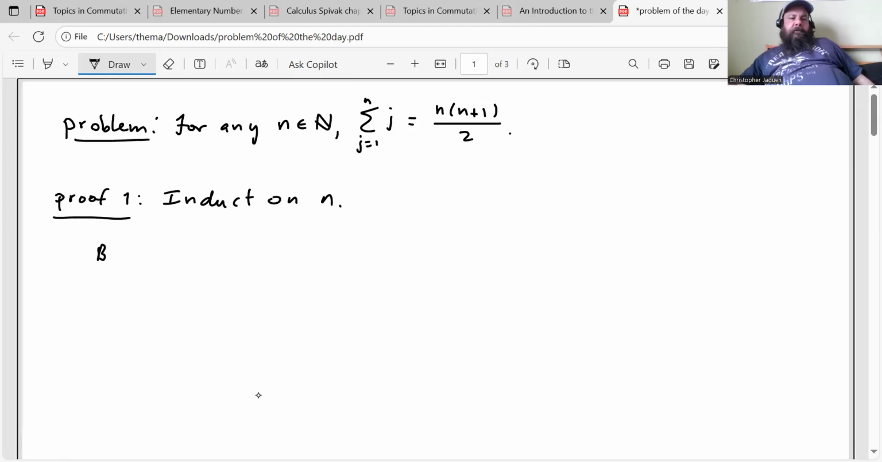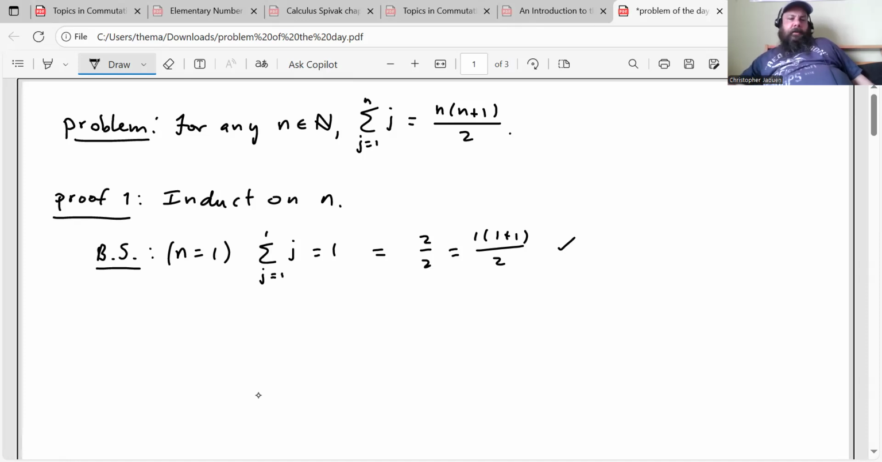So here's our base step. The base step will be n equals 1. So if we take the sum, j going from 1 to 1 of j, that's just 1, right? And if you look at 1 times 1 plus 1 over 2, this is 2 over 2, which is also 1, so the base step is satisfied. Then we can go on to the inductive step, which, if you are familiar with mathematical induction, we always start by assuming the inductive hypothesis.